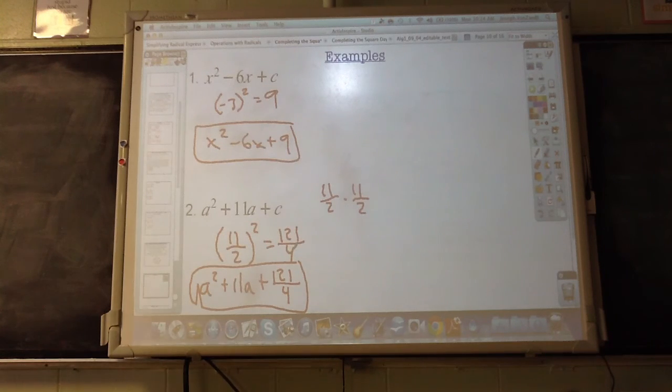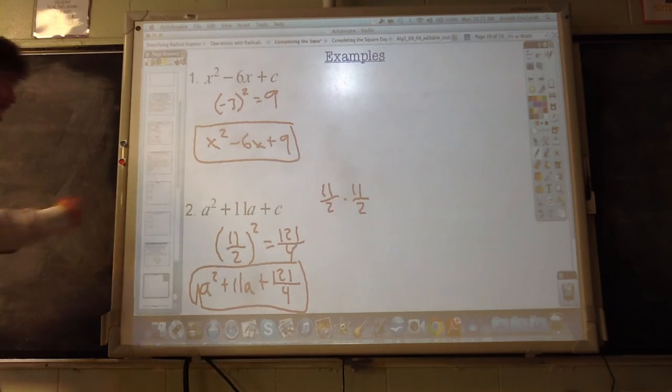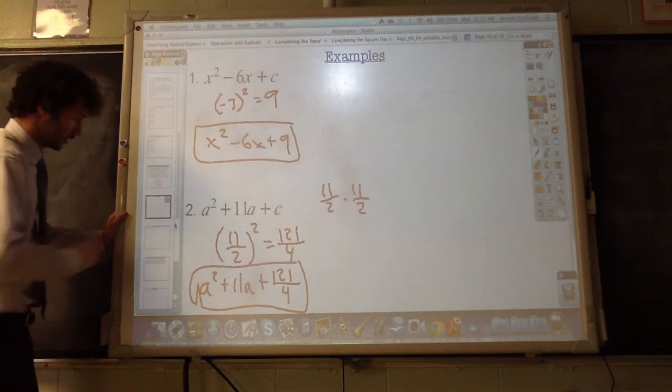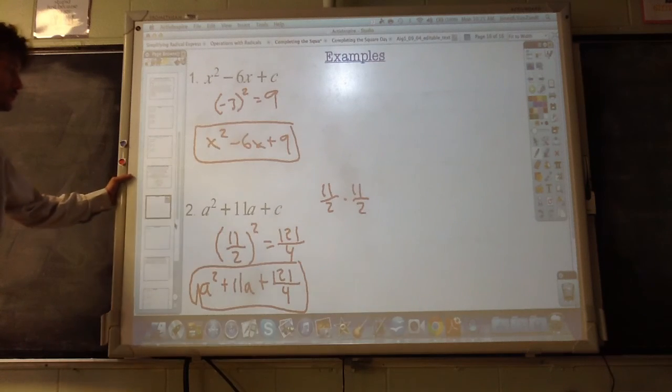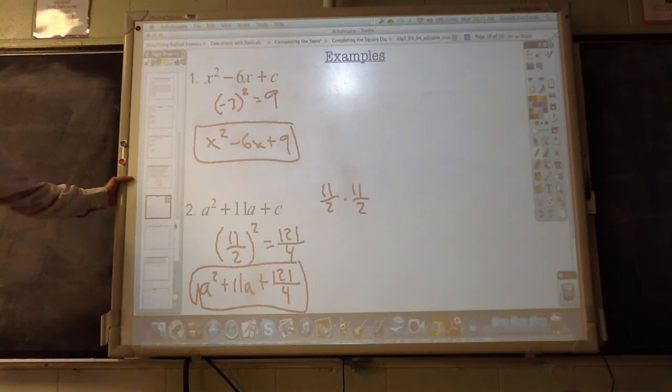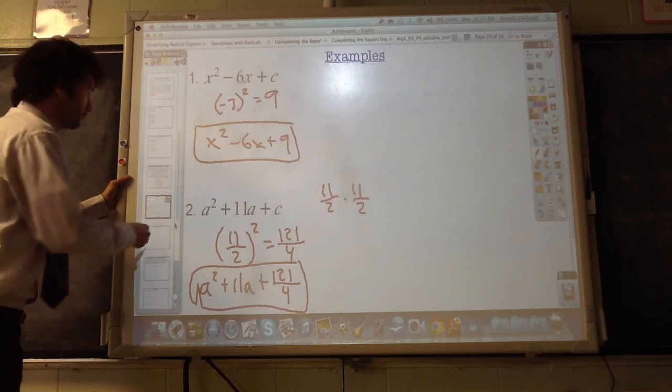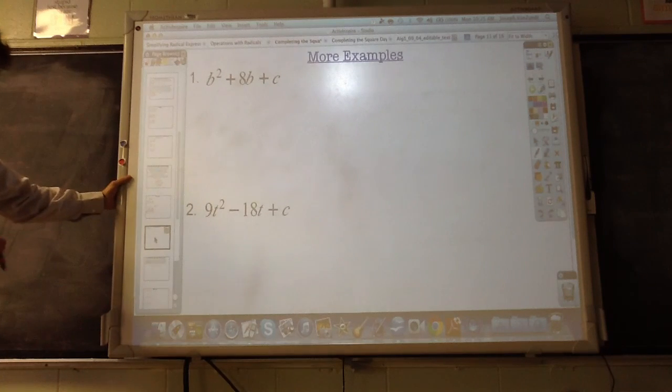Okay. Questions about these? No. I got a couple more to work. Does anybody need more time on this side? Okay, just let me know when you got it. You got it? Okay. Alright, so 2 more, and then we'll actually get into what I really have to show you, which is completing the square.